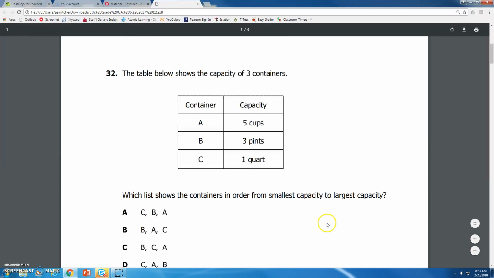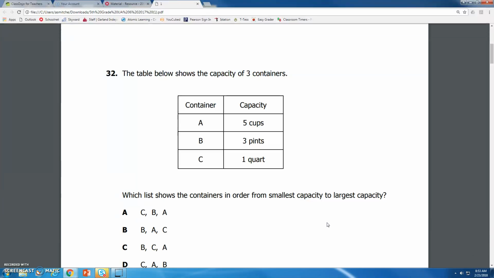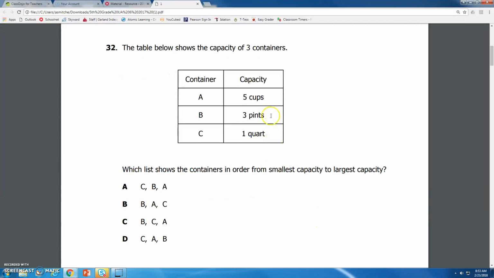32. The table below shows the capacity of 3 containers. Container A, B, and C. The capacity is 5 cups, 3 pints, and 1 quart. Which list shows the containers in order from smallest capacity to the largest capacity? Hit pause.